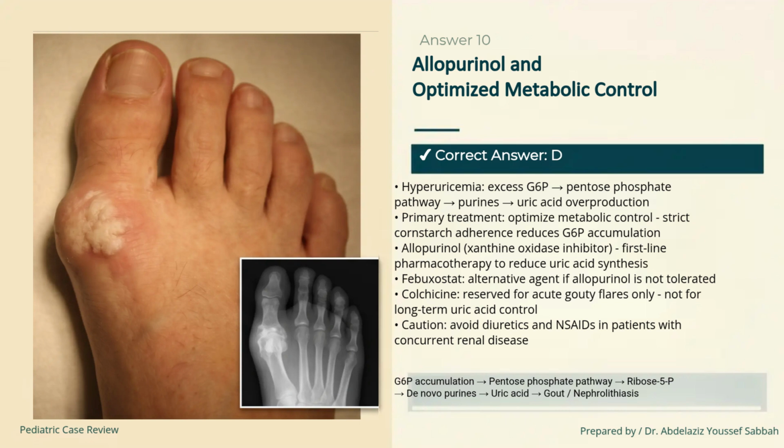Allopurinol, a xanthine oxidase inhibitor, is the first-line pharmacotherapy to reduce uric acid synthesis, and febuxostat is an alternative if allopurinol is not tolerated. Colchicine is reserved for acute gouty flares only, not for long-term uric acid control. And a word of caution, avoid diuretics and non-steroidal anti-inflammatory drugs in patients who have concurrent renal disease.